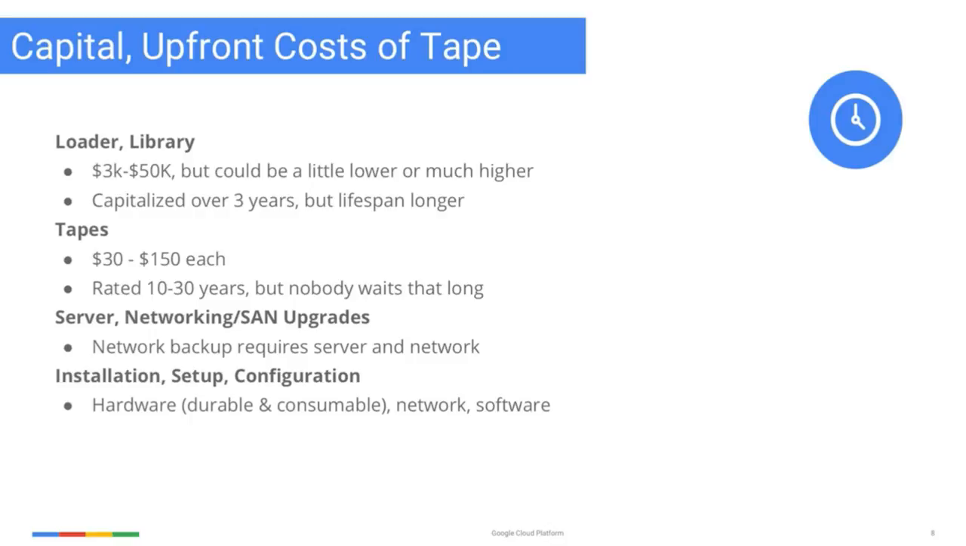You may need to make improvements to your server, your networking, or your SAN. You may have to make changes to your server and maybe buy a fiber channel card, things like that, in order to back up or move your data to a tape device. And then of course, these are physical devices that need to be shipped. They need to be unpacked and plugged in and put in a rack. They need to be physically managed upfront. So these are the costs.